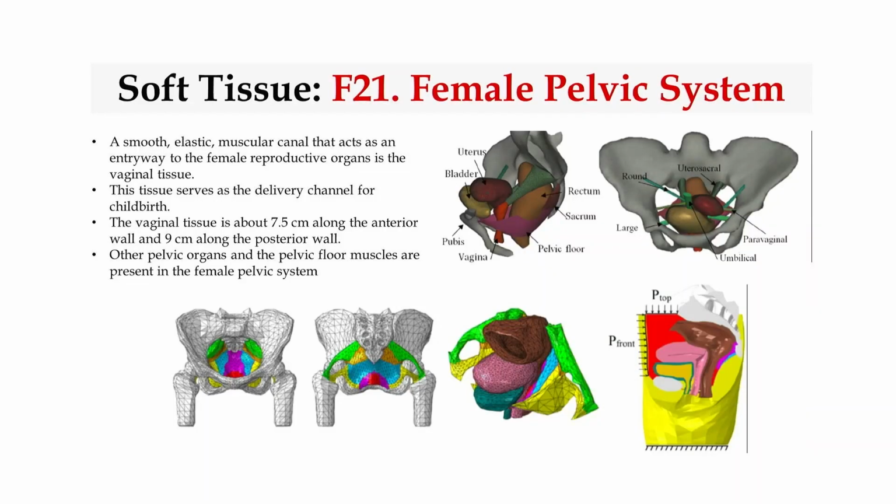A smooth, elastic and muscular canal that acts as an entryway to the female reproductive organs is the vaginal tissue. This tissue serves as the delivery channel for childbirth. The vaginal tissue is about 7.5 centimeters along the anterior wall and 9 centimeters along the posterior wall. So this is the entryway. Other pelvic organs and the pelvic floor muscles are present in the female pelvic system.